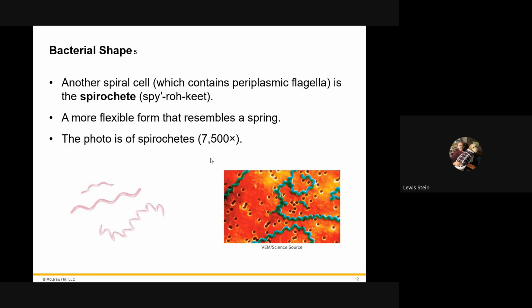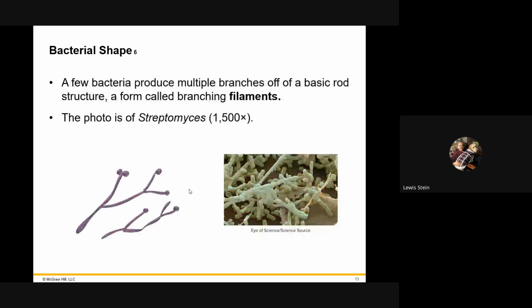And then spirochetes. I drew it like a corkscrew. They look kind of like that. Okay, so that's an actual micrograph. It's a spring, magnified 7,500 times. Two diseases that we encounter continually here with some degree of frequency. One a lot, Lyme disease, caused by a spirochete. The other, syphilis, legendary disease caused by a spirochete.